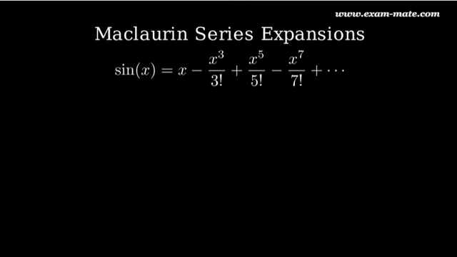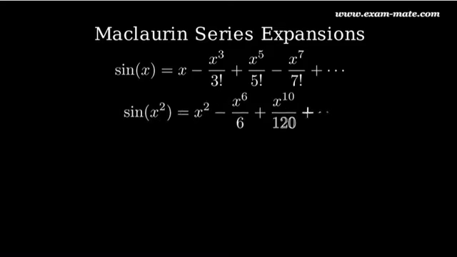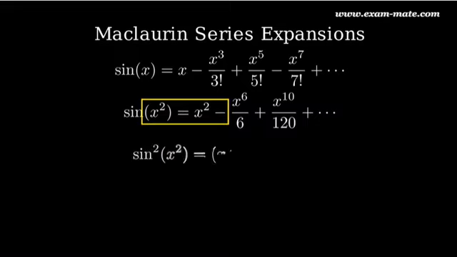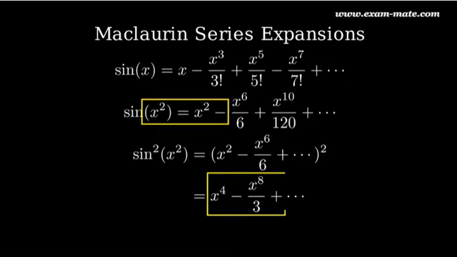To find sine of x squared, we simply substitute x squared for x everywhere in the series. This gives us x squared minus x to the 6th over 6 plus x to the 10th over 120, and so on. For part A, part 2, we need to find sine squared of x squared. We can square our previous result. Let's multiply sine of x squared by itself.